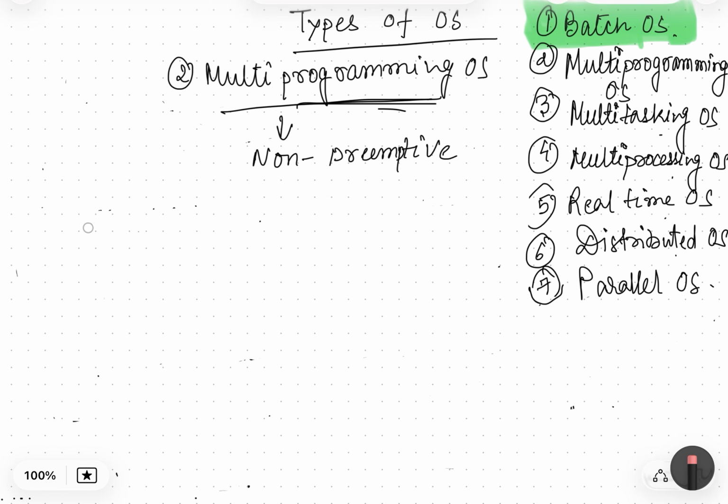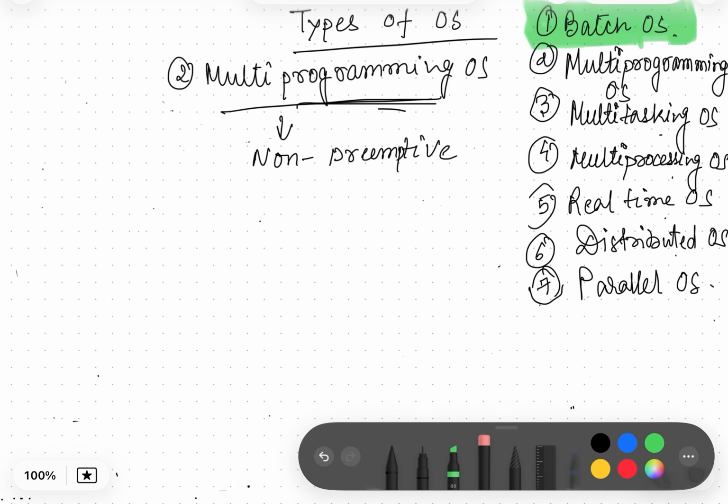But if the process wants to execute some input output device, at that time you have no choice, the process has to leave the CPU. So multiprogramming is nothing but non-preemptive.